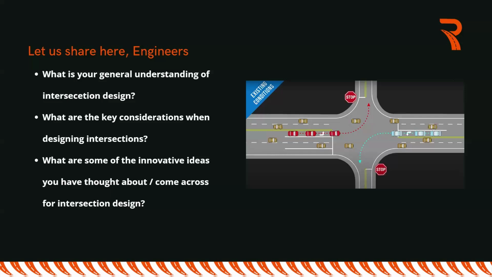This was captioned here, where we were talking about your general understanding of intersection design. When we are talking about intersections, this is a point where more than one road meets, and we're also expecting more than one type of vehicle meeting at that specific point. Some of the key considerations we've already shared in the last session. And what are some of the innovative ideas you have thought about or come across for intersection design? I will ask this question at the end of my presentation so that we can share thoughts on the same.